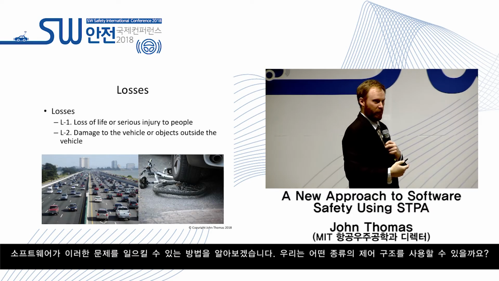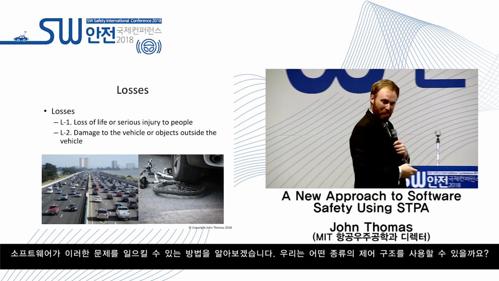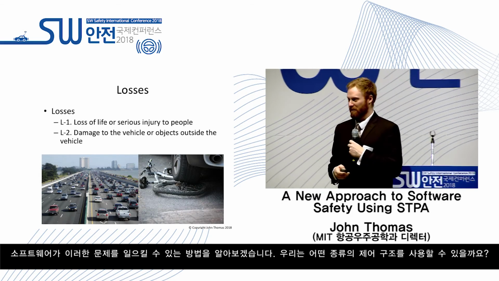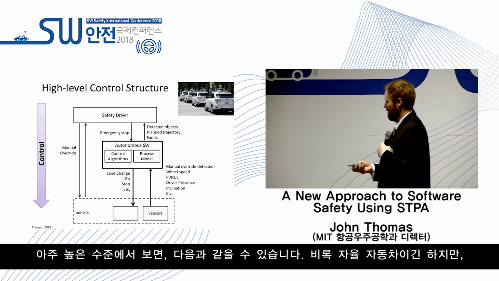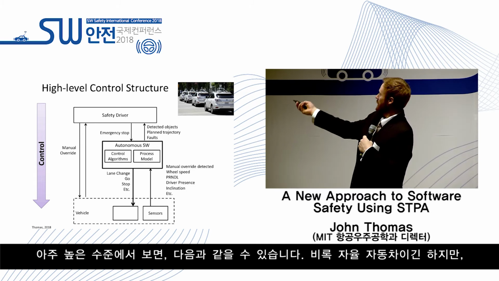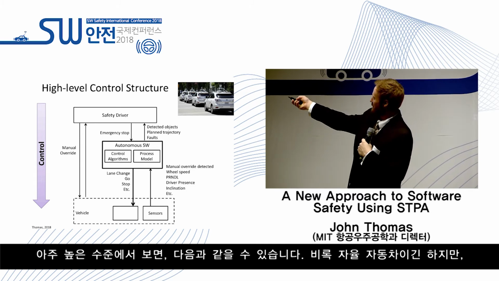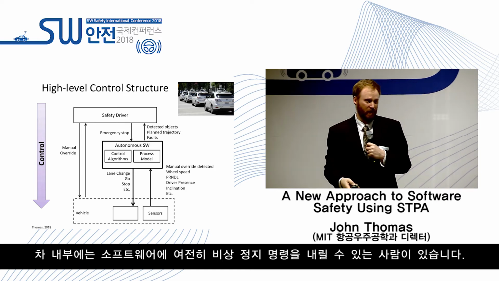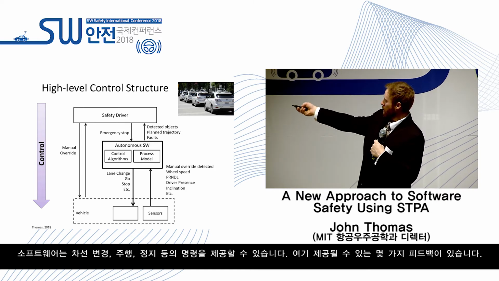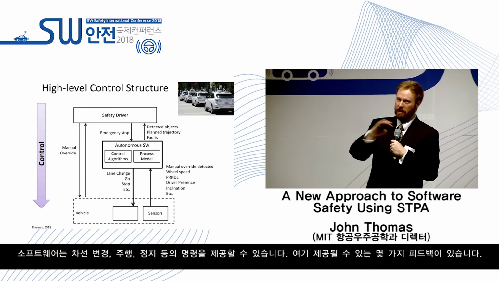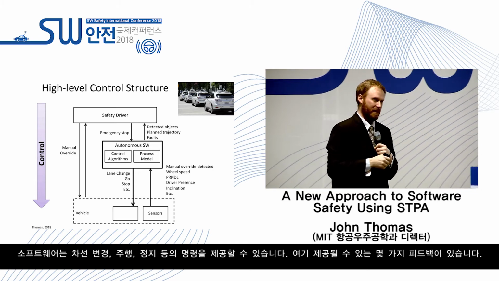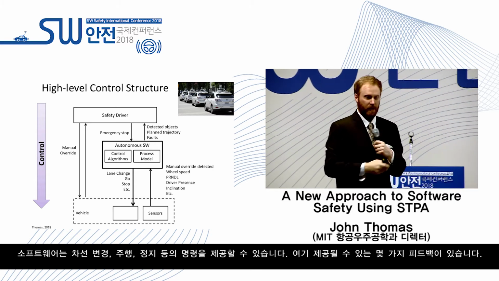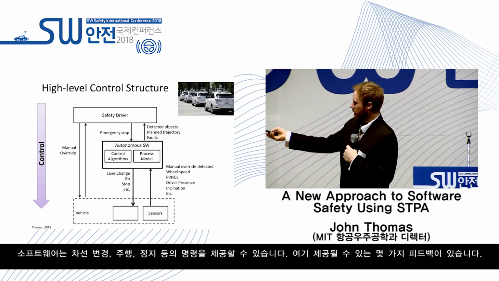Let's find how the software can cause these things. What kind of control structure might we use? Well, at a very high level, it might look like this. Even though it's an autonomous vehicle, there is still a person in the car that can provide an emergency stop command to the software. The software can provide commands to change lanes, to go, to stop, and so on. Here's some feedback that may be provided.